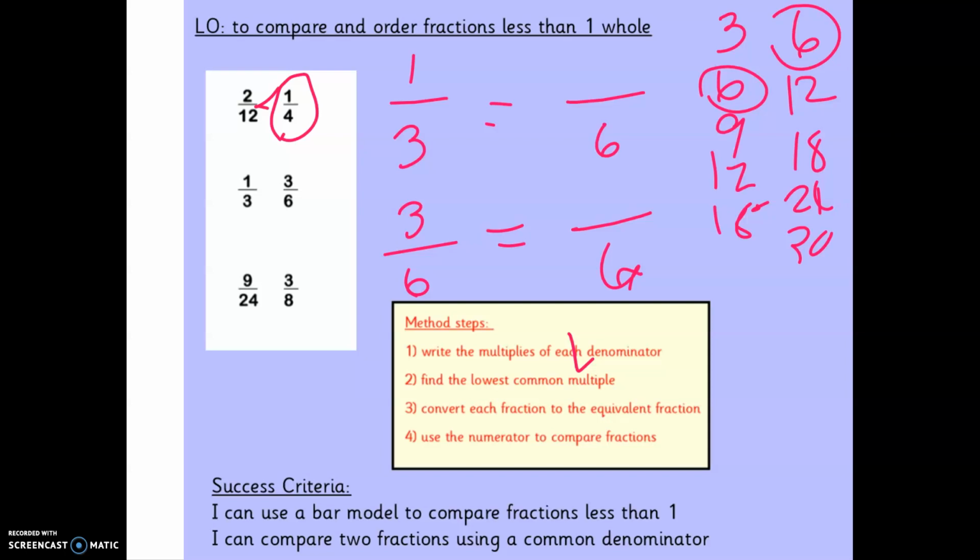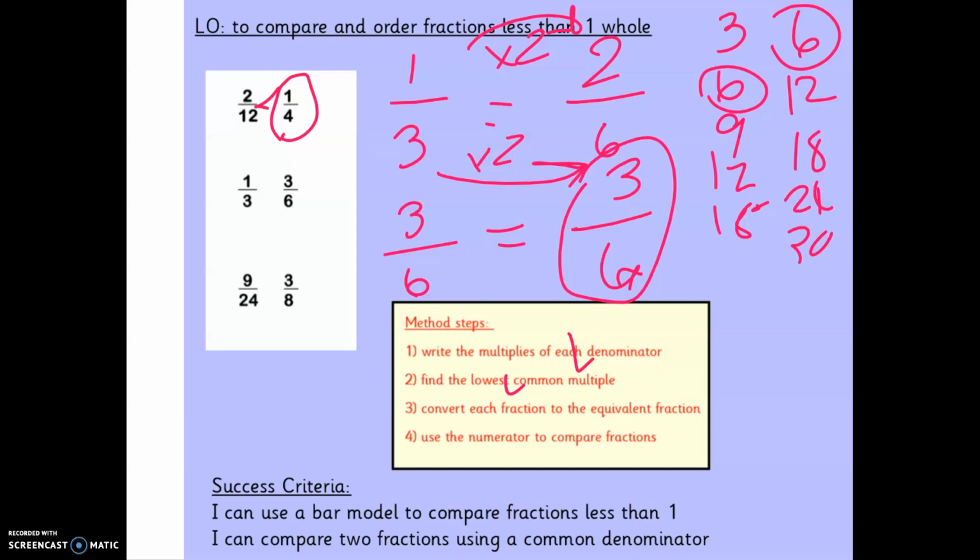So 1/3 needs an equivalent fraction that is in 6ths. We know that 3 times 2 is 6, so I'm going to do the numerator times 2. 1 times 2 is 2, so I've got 2/6. 3/6 is already in 6ths, so I don't need to find the equivalent fraction. I can see that I've now got 2/6 and 3/6. 3/6 is the biggest fraction because 3 is bigger than 2. So 3/6 would be the fraction that I want. So this one is greater than: 1/3 is less than 3/6.